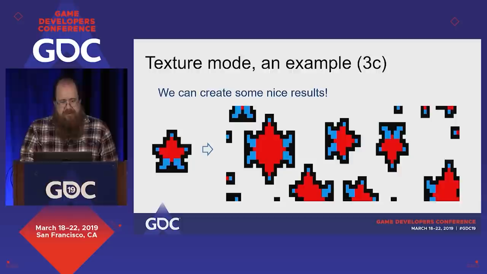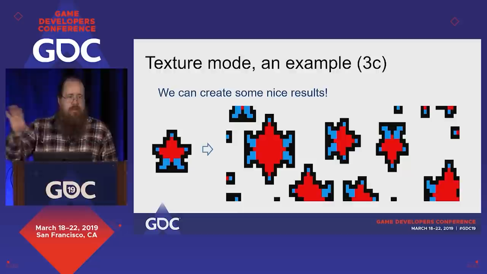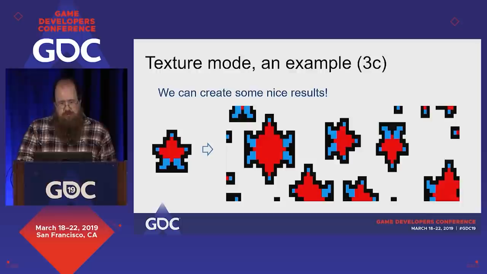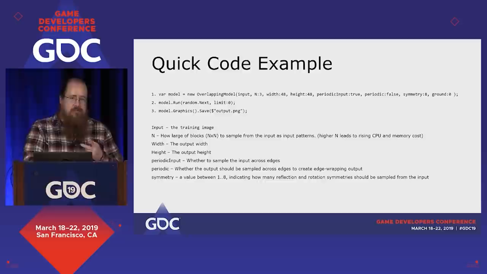Here's an interesting shape, and keep this in mind, because we're going to return to the star shape. I added an additional color here, and you can see you get star-like shapes, not identical stars, but some variation, and that's pretty interesting. How to use this in your code? Probably the most interesting slide for people. It's not complicated. It's three lines of code. You initialize the model, you tell it to run, and you get the output image, and that's it.